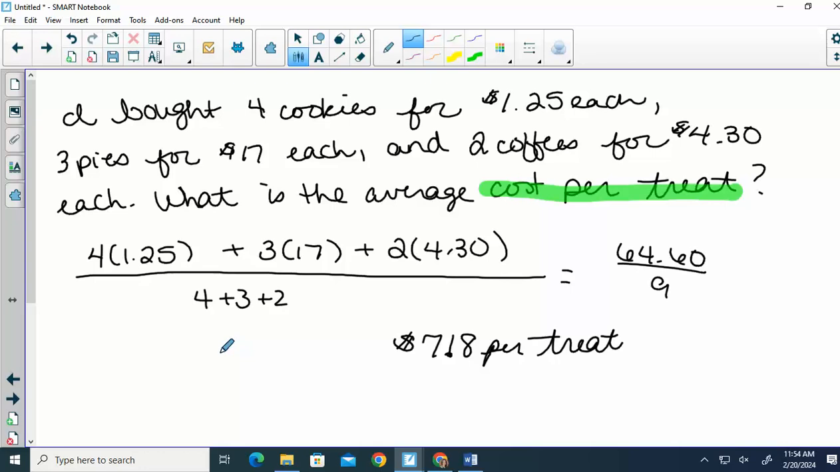So if you don't know what to divide by on those weighted averages, look at the units given. That will help you figure it out. Is that one okay?